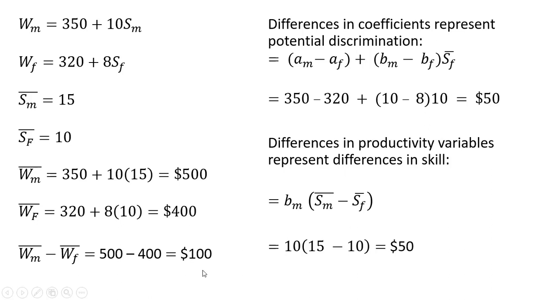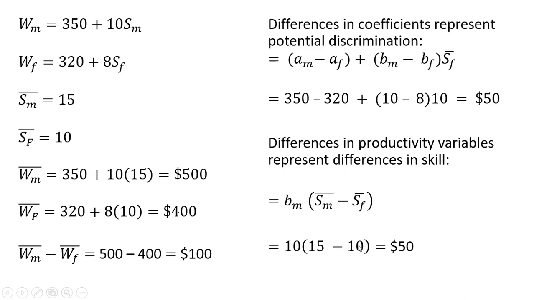And so what we want to do here is how much of this $100 represents just differences in skill, the fact that males on average have more years of schooling. How much of this is due to potential discrimination. So let's look at the potential discrimination part first. Differences in coefficients represent potential discrimination. So looking at the differences in the intercept term, 350 minus 320, that's part of it. And then we'll look at the differences in the coefficient on years of schooling, so 10 minus 8 times 10. And if we do the math here, we get $50. So half of this raw wage differential is attributable to potential discrimination. Therefore, the other half should be due to differences in skill, and we can see that down here.